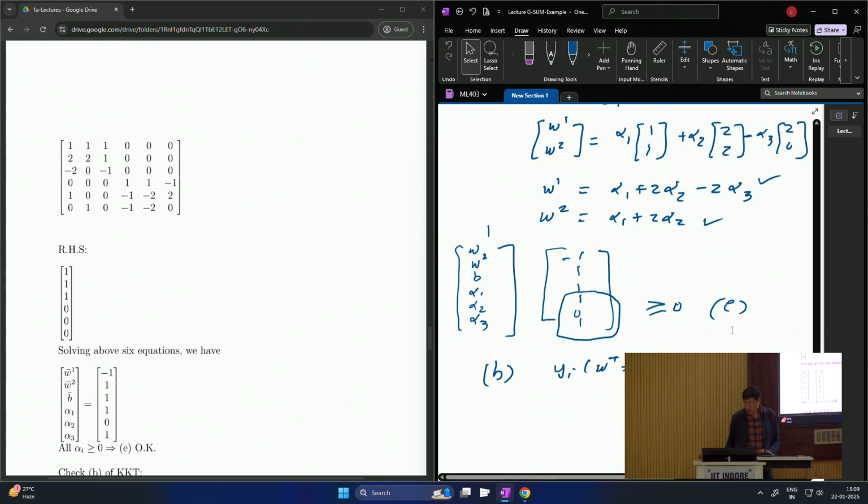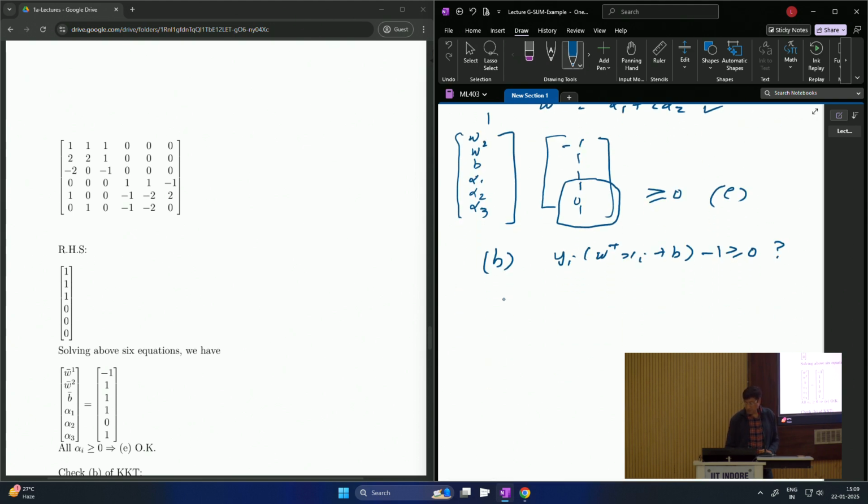So now let's try to substitute it. The first one: y is plus 1, w is minus 1 comma 1, and x1 is 1 comma 1. So this will be minus 1 plus 1, b is plus 1, minus 1. These cancel out, this is equal to 0, so it is satisfied. Correct? Which should be true because this is an active constraint. Remember, we are assuming all active constraints, so it has to turn out to be 0. If it is not, then there is a problem.